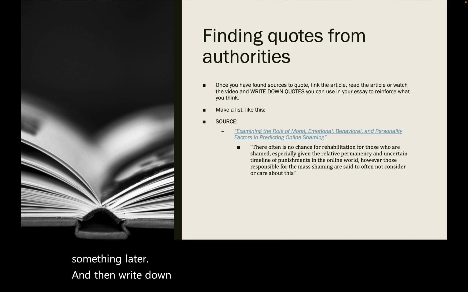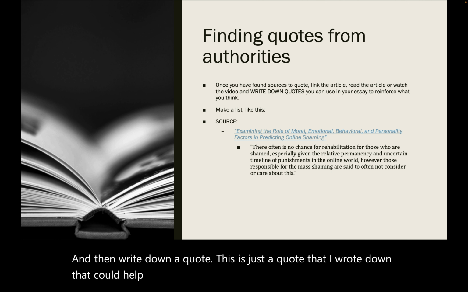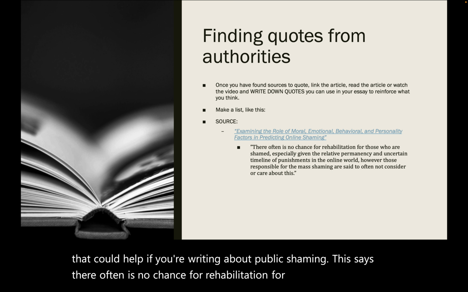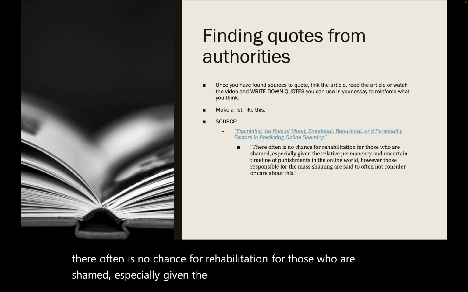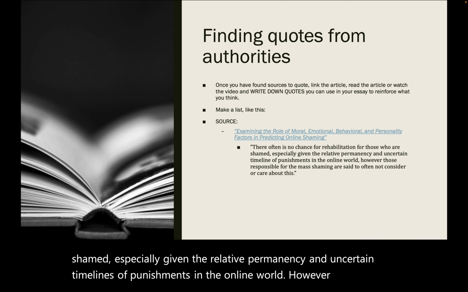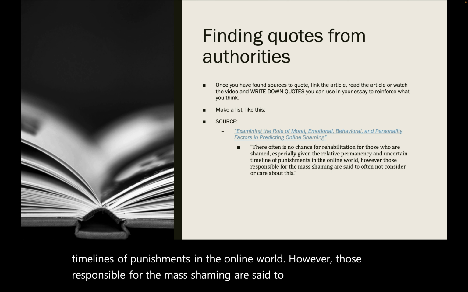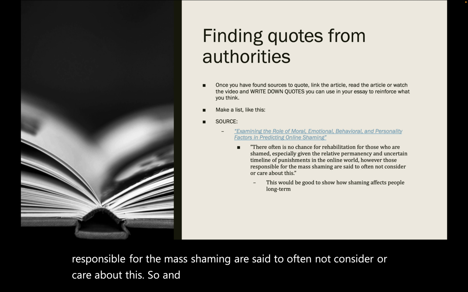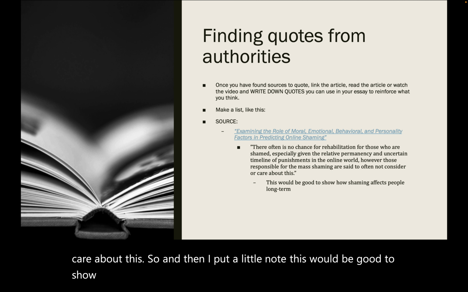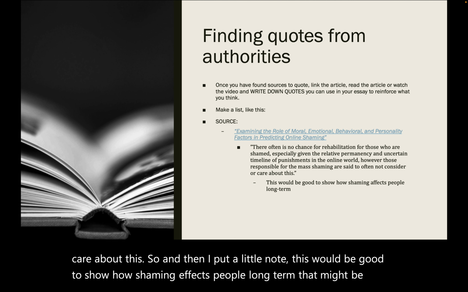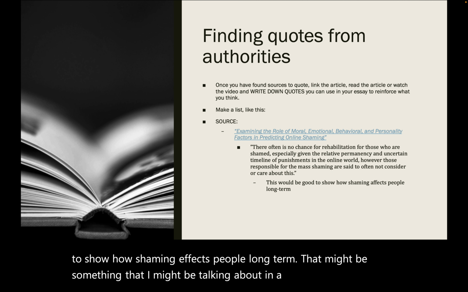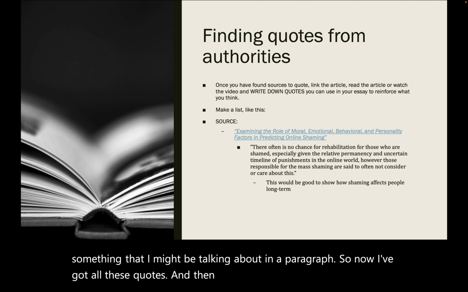This is just a quote that I wrote down that could help if you're writing about public shaming. This says, "There often is no chance for rehabilitation for those who are shamed, especially given the relative permanency and uncertain timelines of punishments in the online world. However, those responsible for the mass shaming are said to often not consider or care about this." And then I put a little note: this would be good to show how shaming affects people long term. That might be something that I might be talking about in a paragraph. So now I've got all these quotes, and once I start writing, I can just insert them.